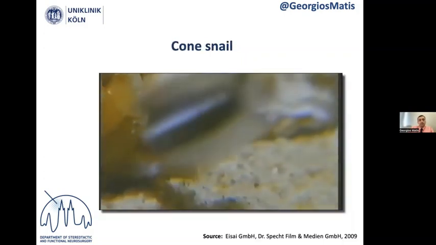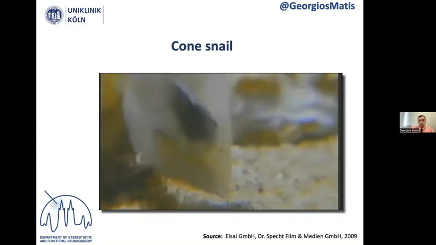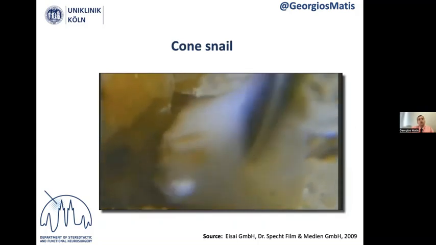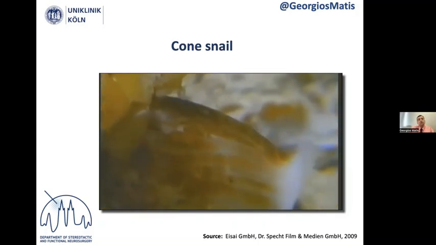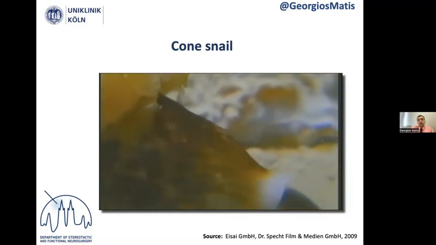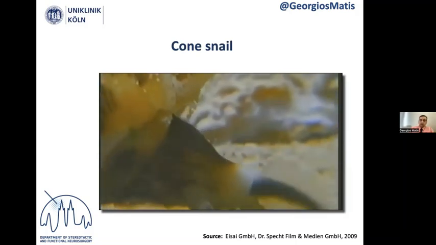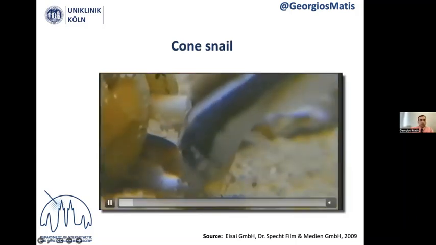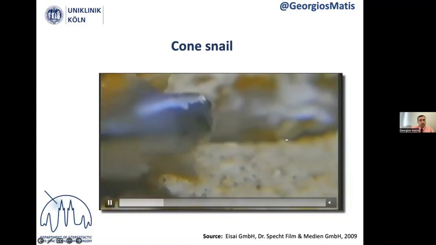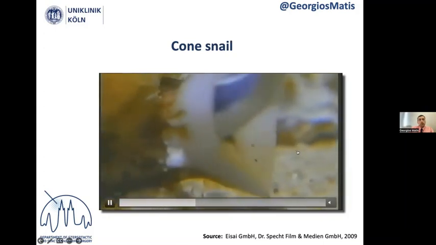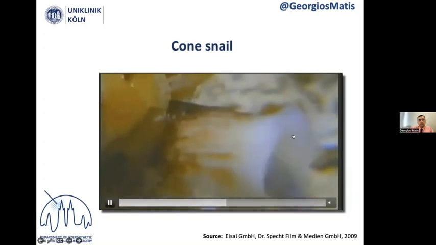And this is a very old video from 2009. It shows the cone snail on the left side of the video, which immobilizes its victims using its venom. It's really surprising to see how quickly it can do that.